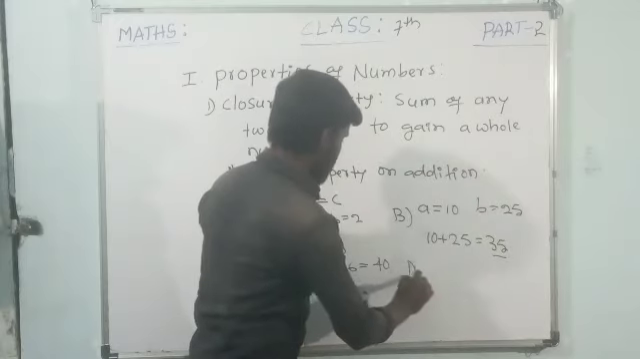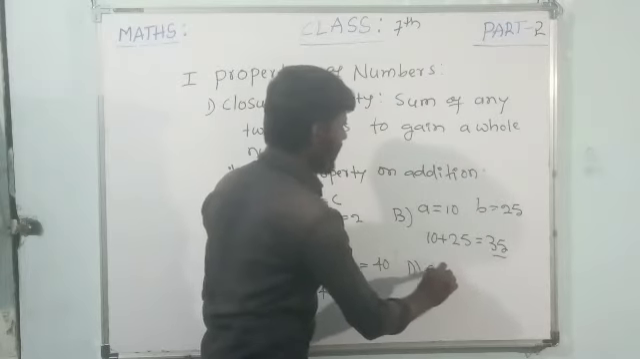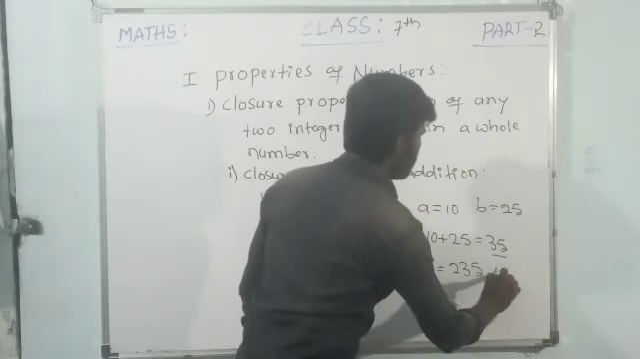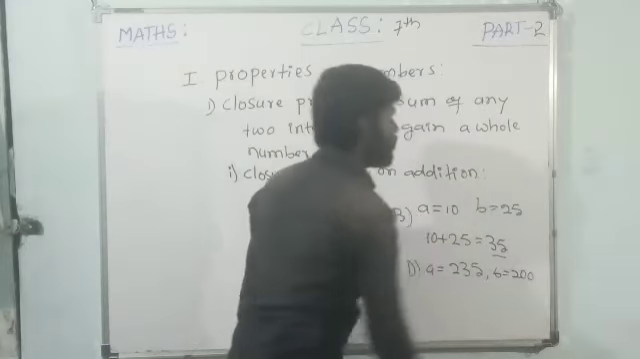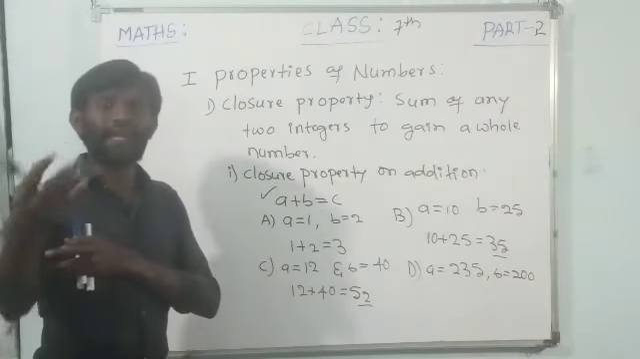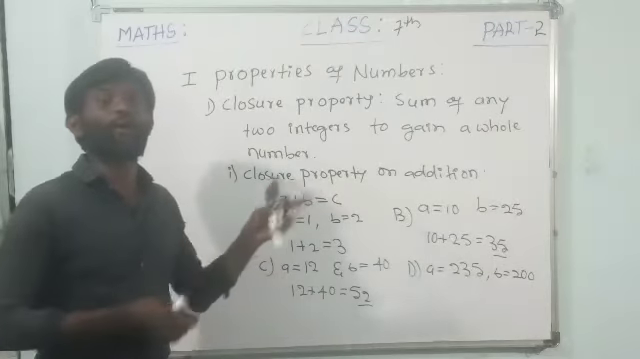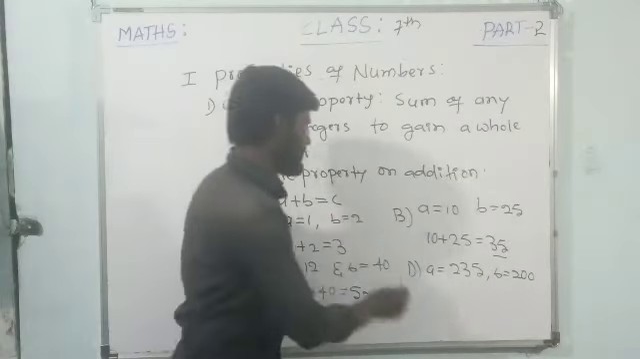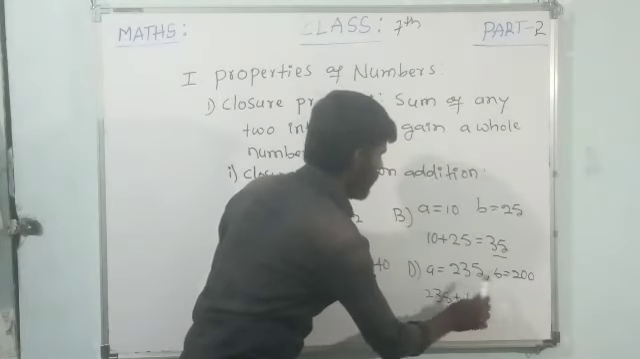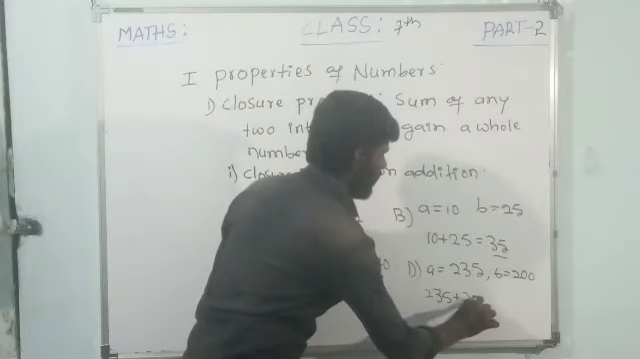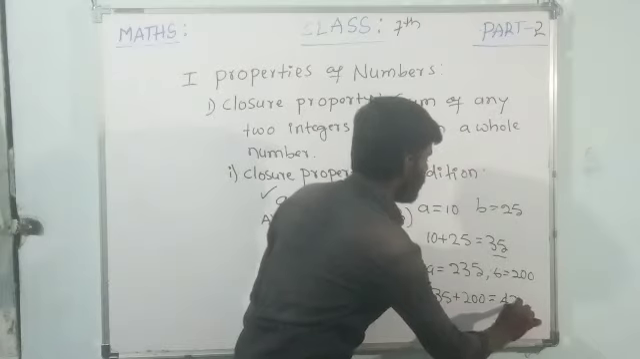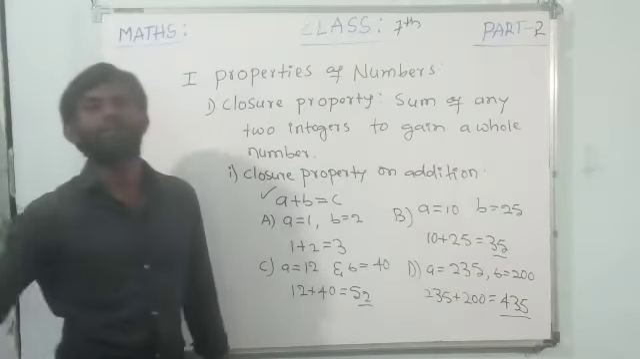Then example D. If I take A is equal to 235, then B is equal to 200. You may take whatever numbers, not only single digits or two digits. You can take any numbers, which obey the closure property on addition. 235 plus 200 is equal to 435. 435 is also a whole number.